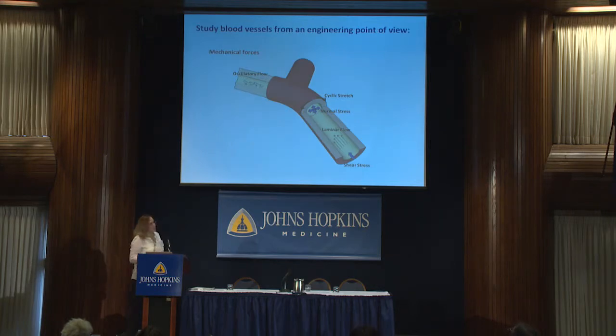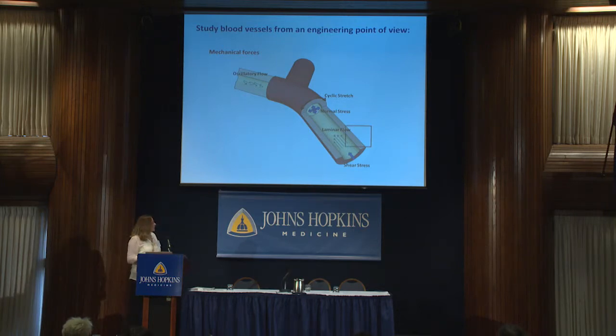We look at the vasculature from an engineering point of view. In the macro view, we look into different flow regimes and how they affect cellular structure. When these flow regimes are disrupted, this is an example for an oscillatory flow, how it affects the endothelial cells as well as the cells that support the vasculature.